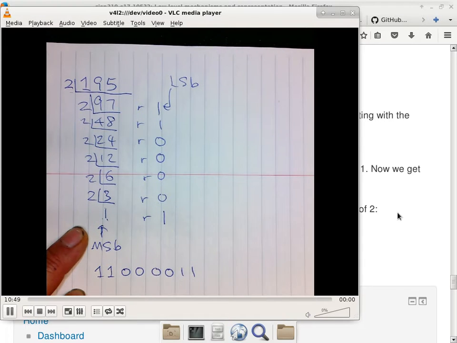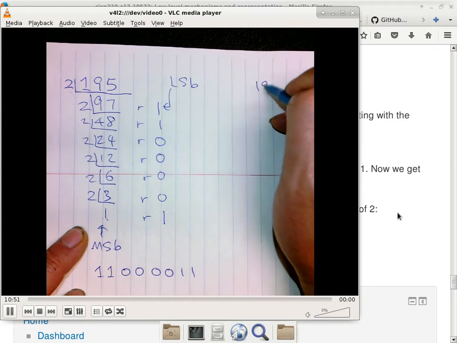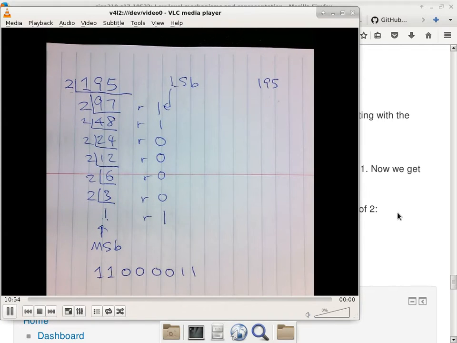The other way to do this is to look at 195, and you pick out the largest power of 2 that is less than or equal to this value, which is 128.